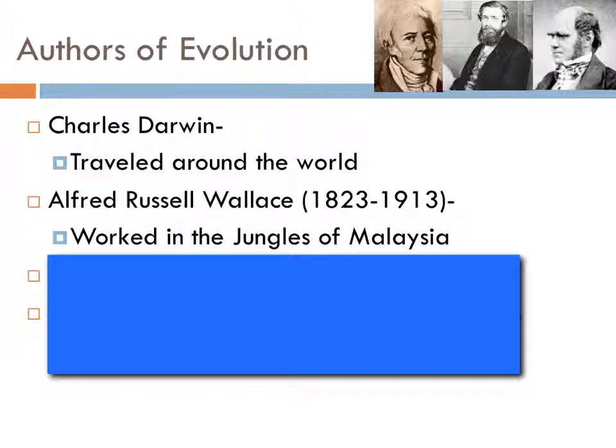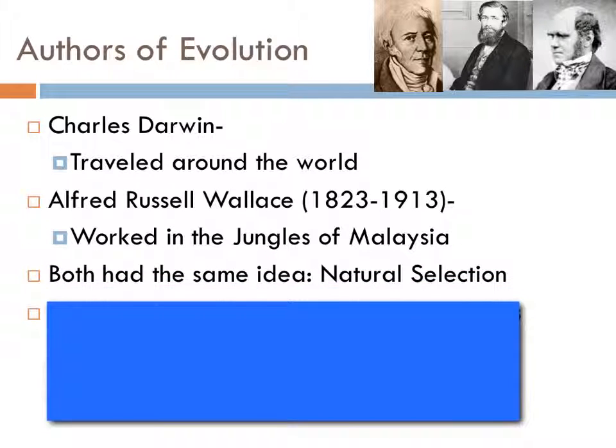Basically, Darwin was traveling around the world, mostly in South America, and Alfred Russel Wallace also traveled a lot in South America, but also worked in the jungles of Malaysia. And basically, independently, these guys came up with the same idea. They figured out natural selection totally independent of each other.